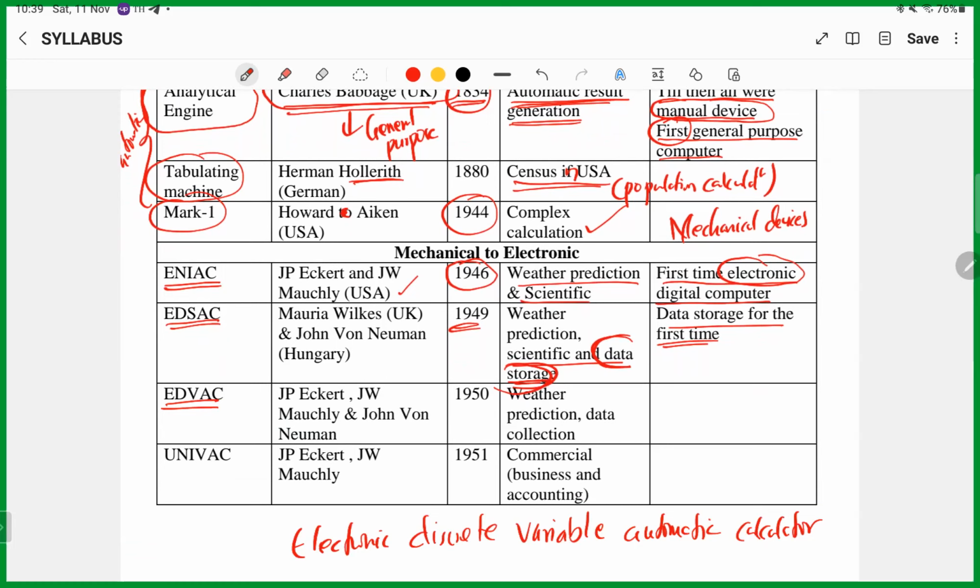Their names are already there above. They only developed it further. It was used for weather prediction and data collection. This computer is used for data collection. Okay, it's the first digital computer.